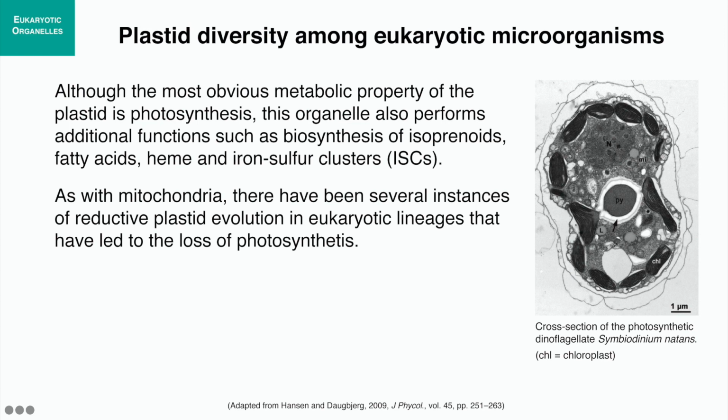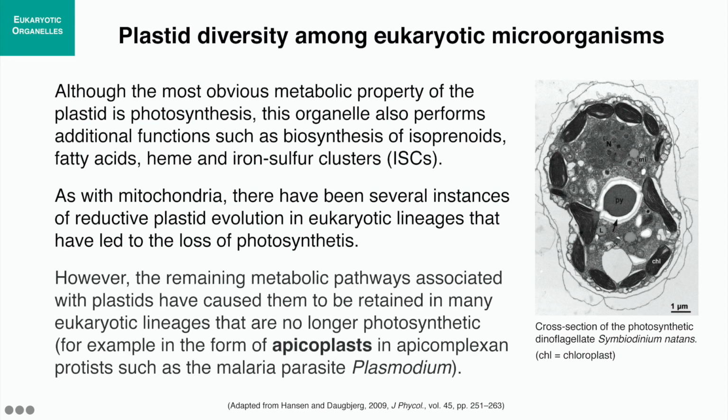As with mitochondria, there have been several instances of reductive plastid evolution in eukaryotic lineages that have led to the loss of photosynthesis. However, the remaining metabolic pathways associated with plastids have caused them to be retained in many eukaryotic lineages that are no longer photosynthetic.